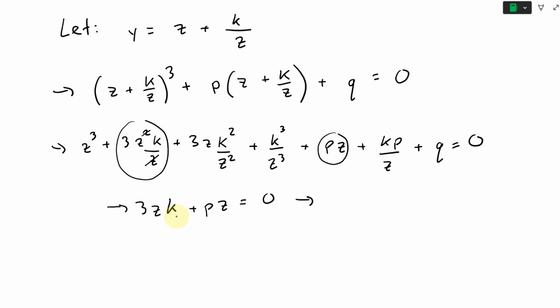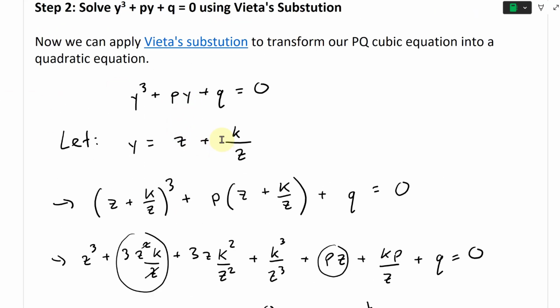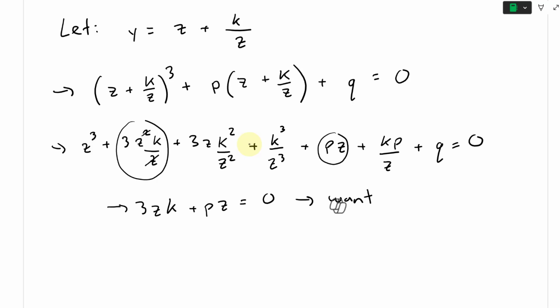So we want to cancel. It's the same thing as the PQ method, but now we're doing the Vieta method, using z plus k over z. So we want to cancel.